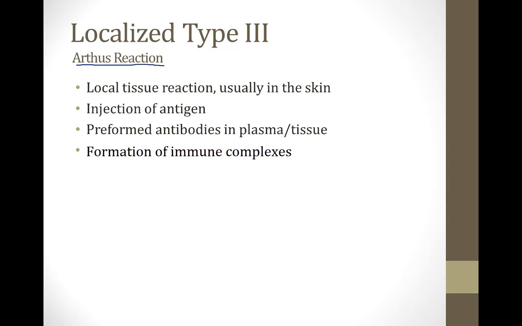The Arthus reaction is the other type of type 3 hypersensitivity reaction. It is also caused by antigen-antibody complexes. However, the complexes don't circulate in the plasma and deposit in tissues. Instead, they form within the tissues where they cause disease. This is a local reaction, not systemic like serum sickness. It's usually in the skin. What happens is you inject some antigen and then preformed antibodies in the plasma or tissue will bind the antigen and form immune complexes locally right in the skin where you directed the antigen.